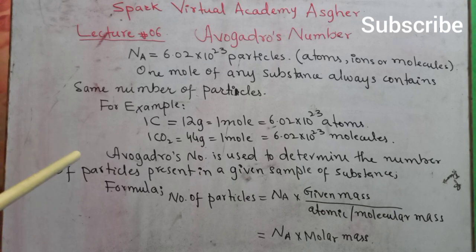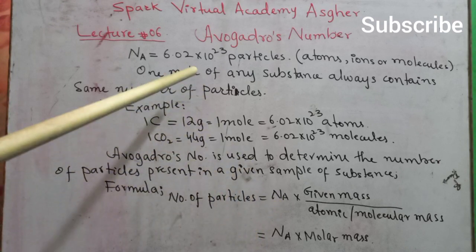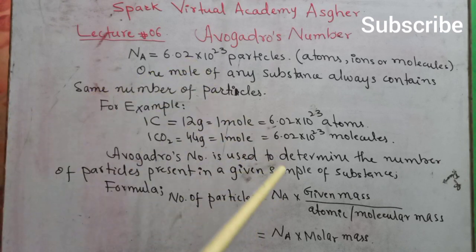The main purpose of Avogadro's number is to determine the number of particles present in a given sample of substance. Mathematically, we can determine the number of particles by this formula: NA, the constant number already given above, multiplied by the given mass divided by the atomic mass or the molecular mass.